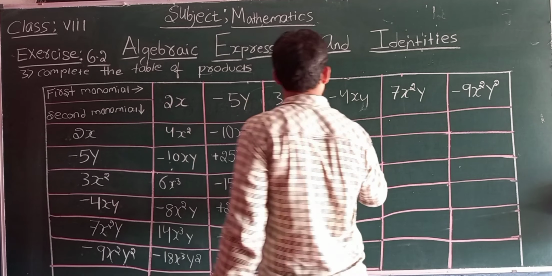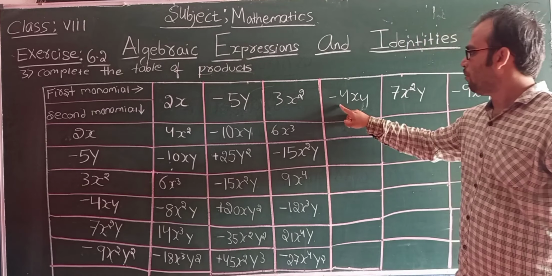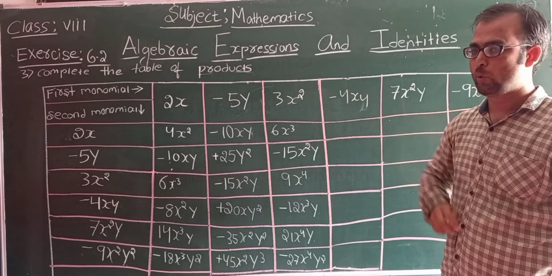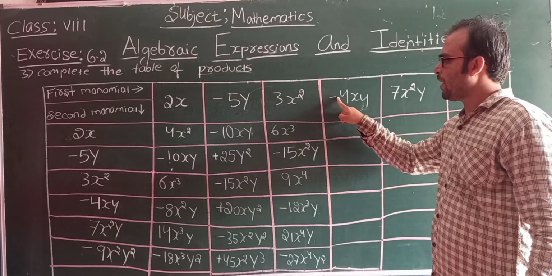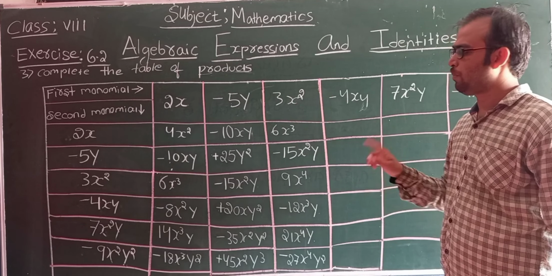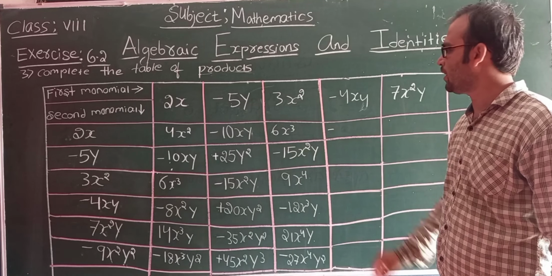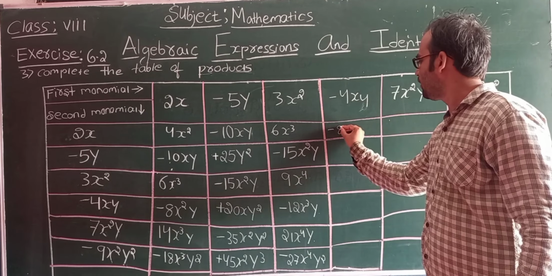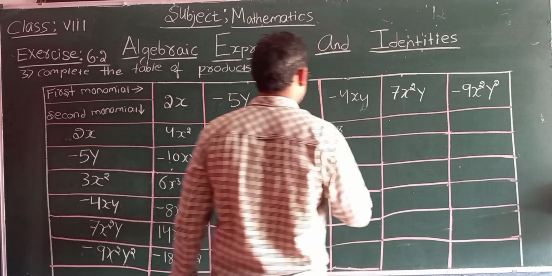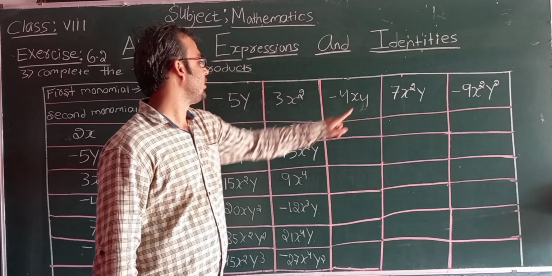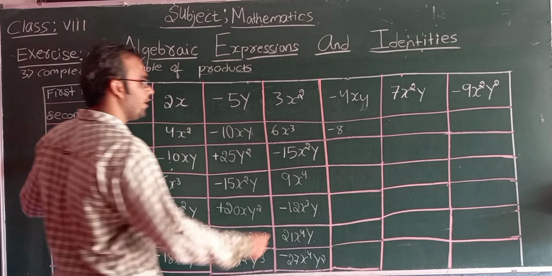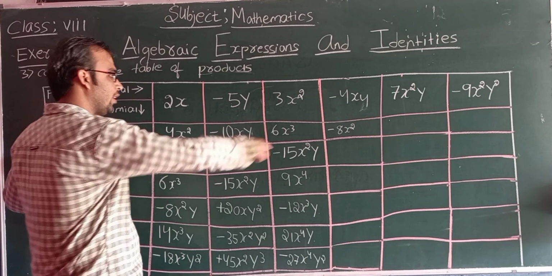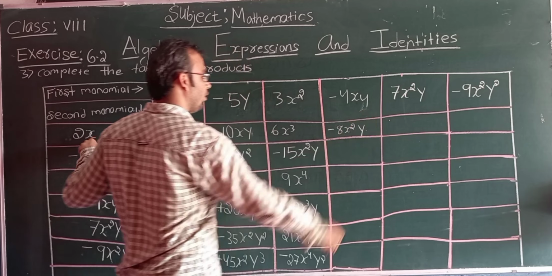Okay, now look at here, students. Minus 4xy is there. Okay, so first you need to multiply this with 2x. Okay, here minus, there plus. So plus into minus will be minus. Okay, now 4 2s are 8. Now x into x will be x square. Here no y, here only one y is there, so write y.